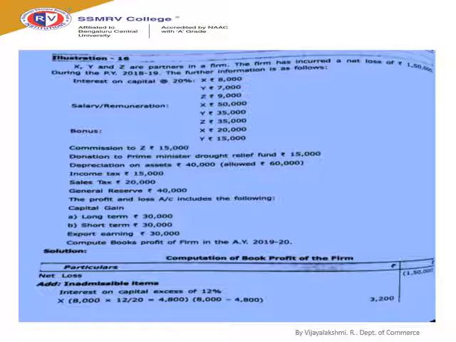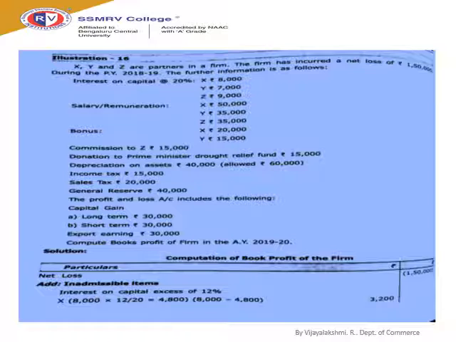Next, donation to the Prime Minister Drought Relief Fund should be added to the net profit. Depreciation 40,000 should be added and a 60,000 should be shown as a deduction. Income tax should be added. Sales tax should not be taken. General reserve should be added to the net profit. And the capital gain in terms of long-term, short-term and export earning should not be taken. So let us go for the problem.